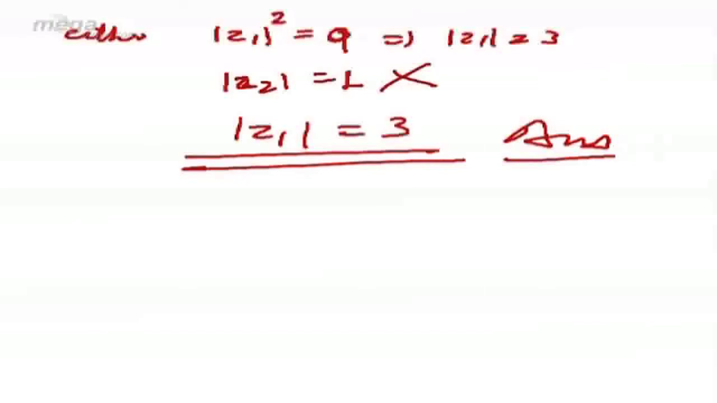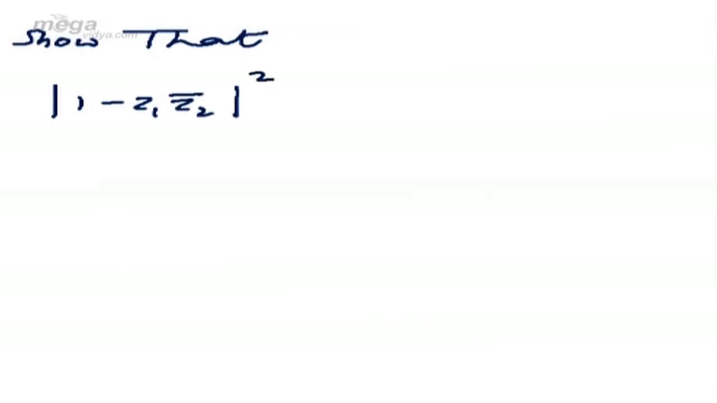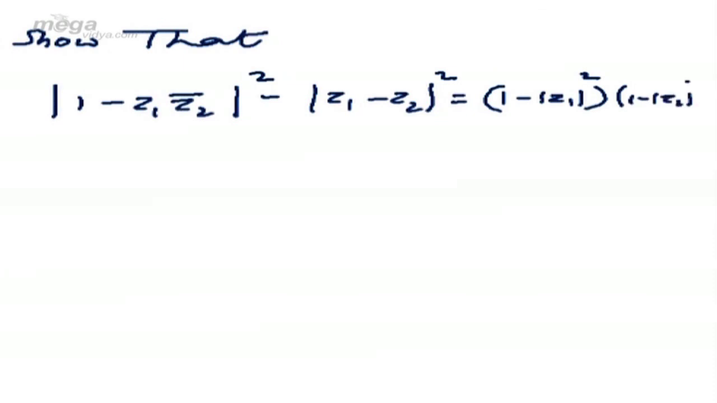Let us come to the next example. Show that mod of (1 minus z1 z2 bar) whole square minus mod of (z1 minus z2) whole square is equal to (1 minus mod of z1 square) into (1 minus mod of z2 square).